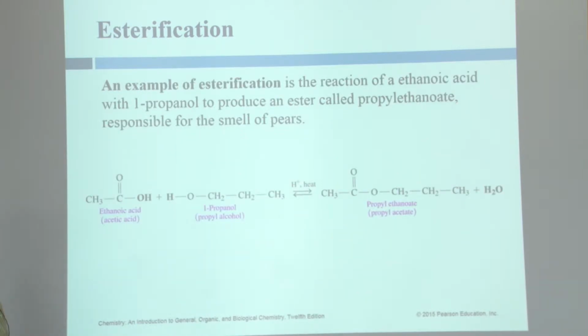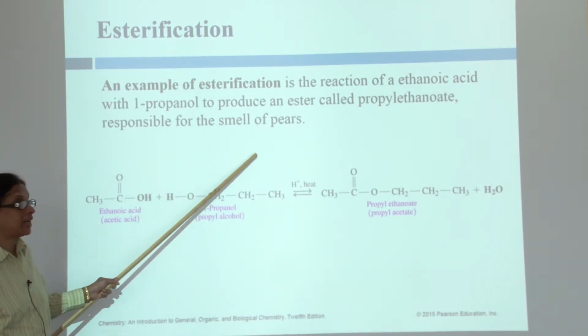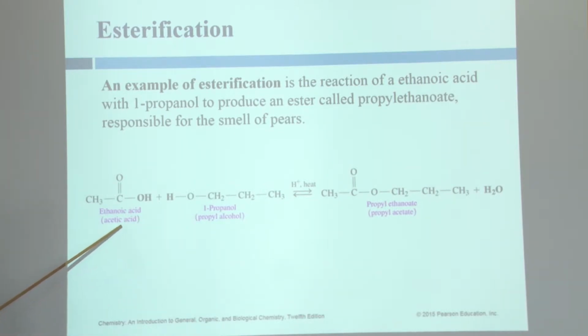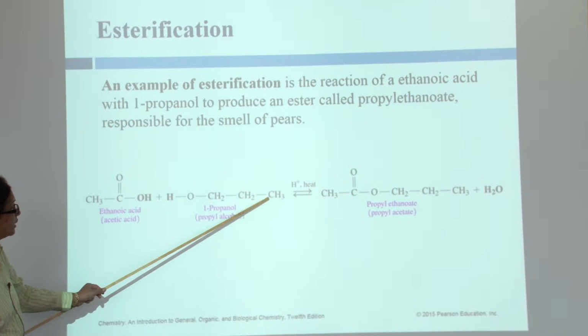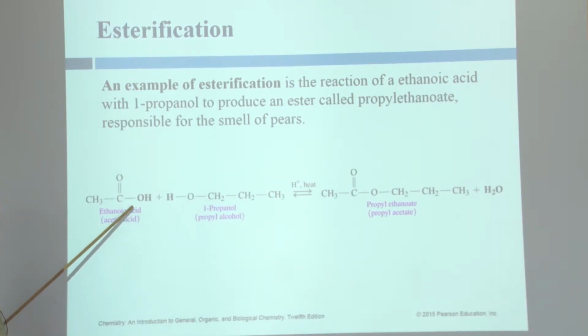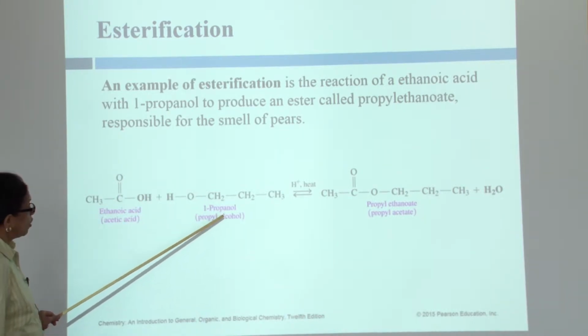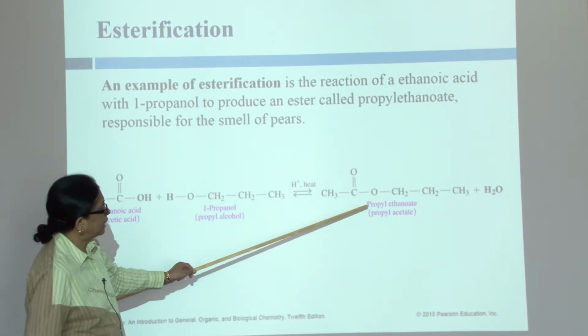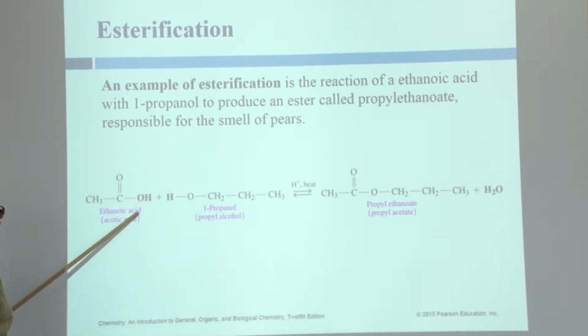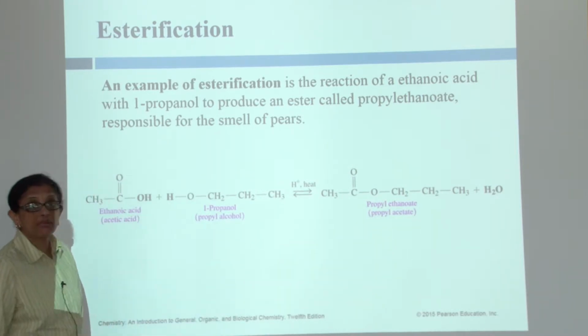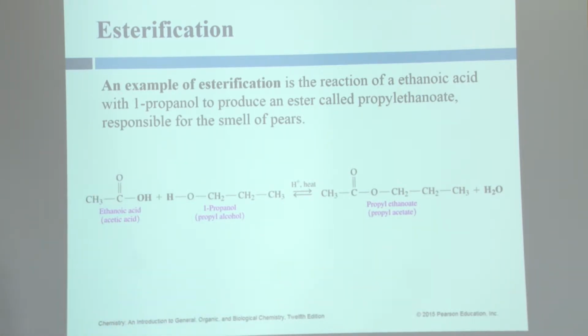An example of esterification is the reaction of ethanoic acid with 1 propanol to produce an ester called propyl ethanoate. Now this is responsible for the smell of pears. So this is ethanoic acid. This is propanol, 1, 2, 3, prop. So elimination of a water molecule, and you connect the 2 molecules. Propanol, propyl, ethanoic acid, ethanoate. So the name is propyl ethanoate, and this is responsible for the smell of pears.